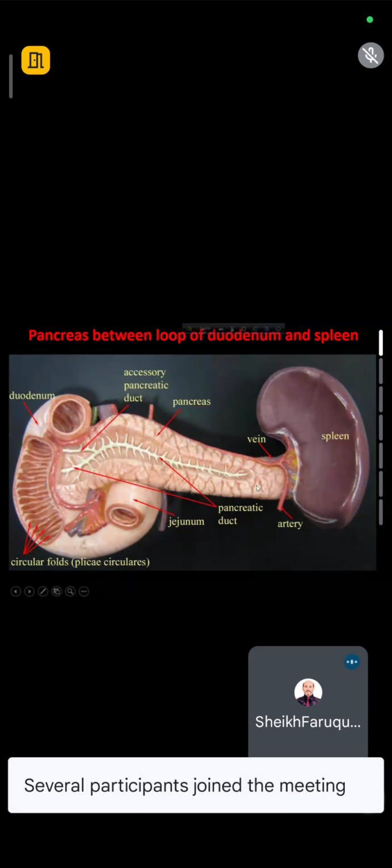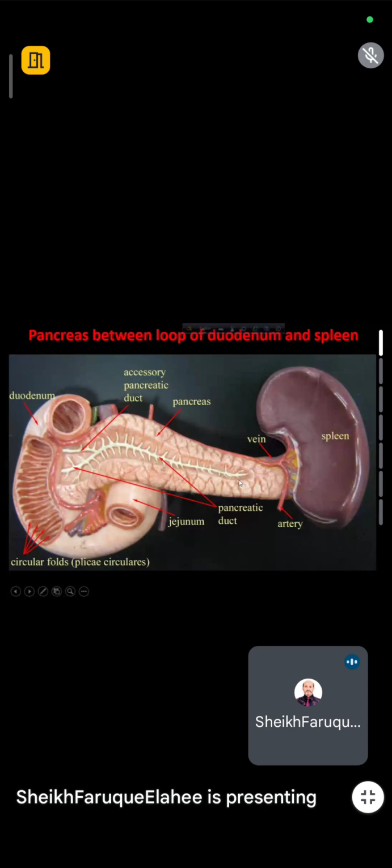And you see, the pancreas has so much secretion coming through this duct. This is called the pancreatic duct. This is the pancreatic duct, and this combines with the common bile duct and opens into the duodenum. Okay.